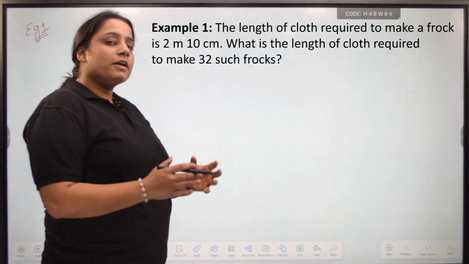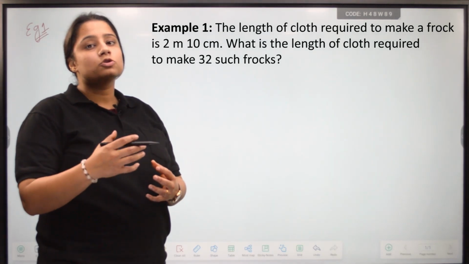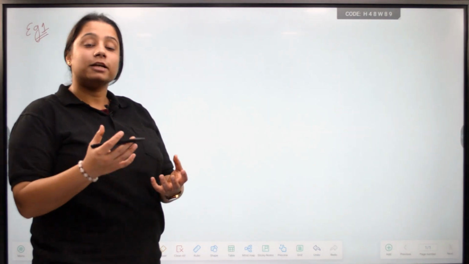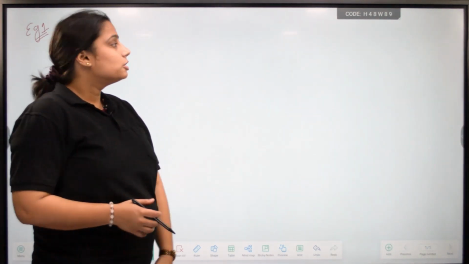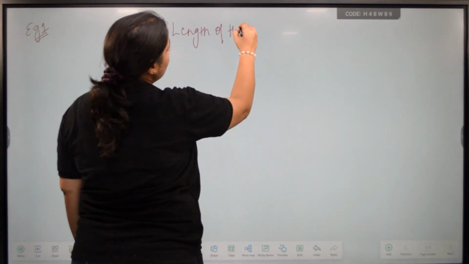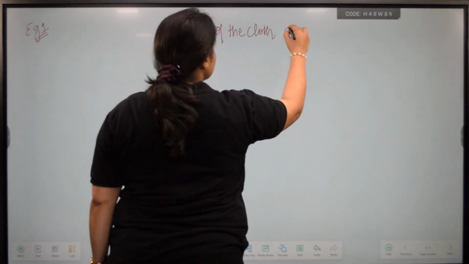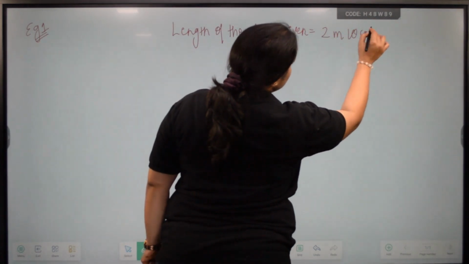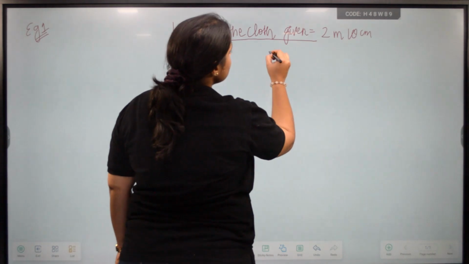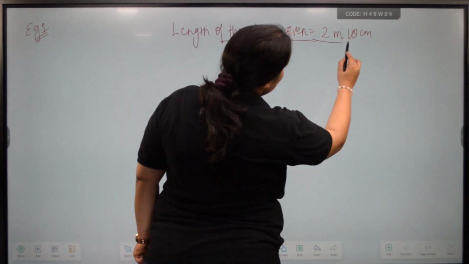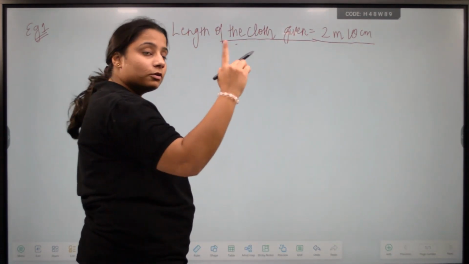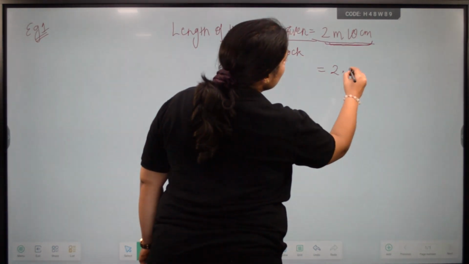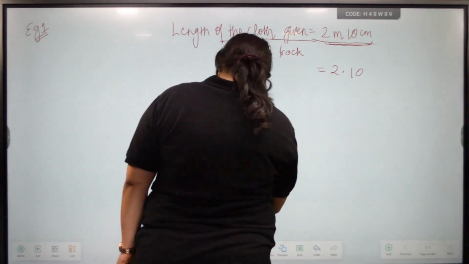Multiplication and division of length measures. In this example, we are given a length of a cloth that is being used to make a frock. We need to find the length of the cloth that is being used to make 32 such frocks. So the length of cloth given is equals to 2 meters 10 centimeters. Remember this length of cloth will be used to make only one frock. Now convert this length into a single unit, that is meter. So it will be 2.10 meters.